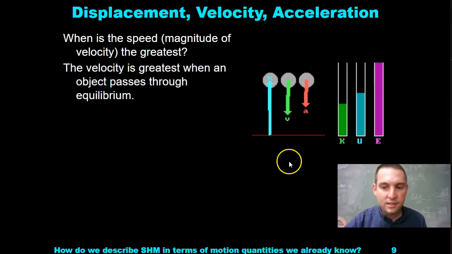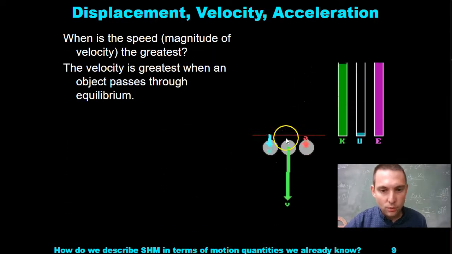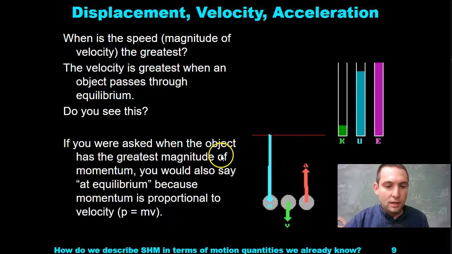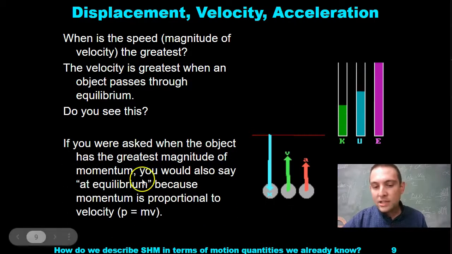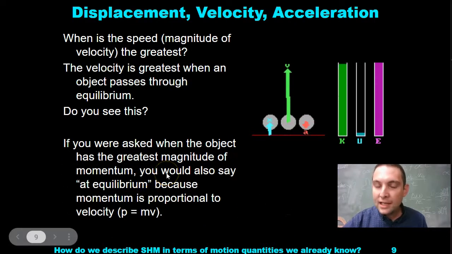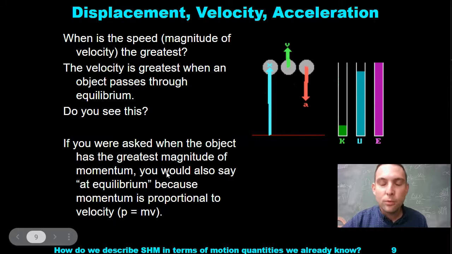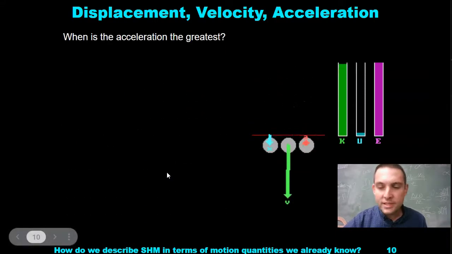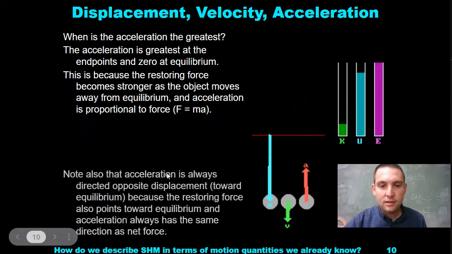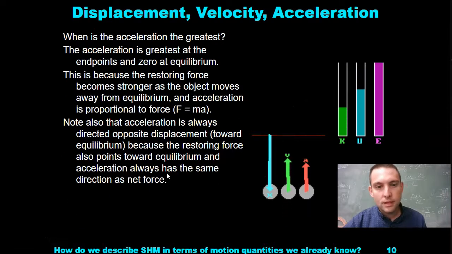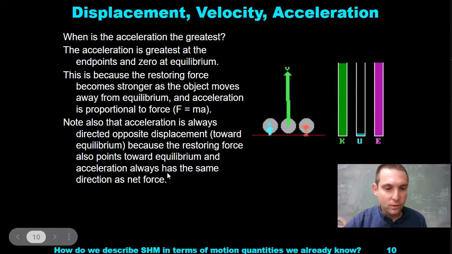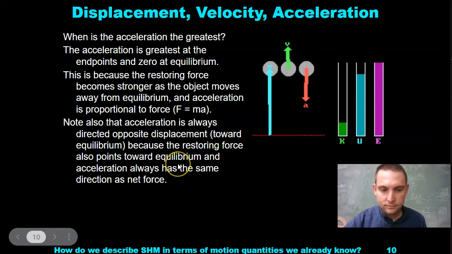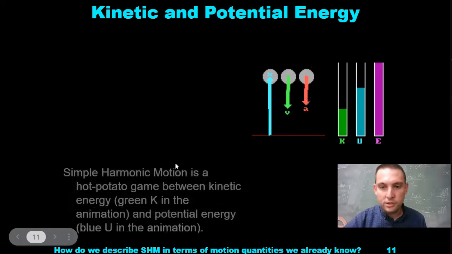When is the speed the greatest? It's always at the equilibrium. If you were asked when the object has the greatest magnitude of momentum, you would also say at equilibrium because momentum is proportional to velocity, p equals mv. When is the acceleration the greatest? At the endpoints, and zero at the equilibrium. All of that is, I believe, what I just said.